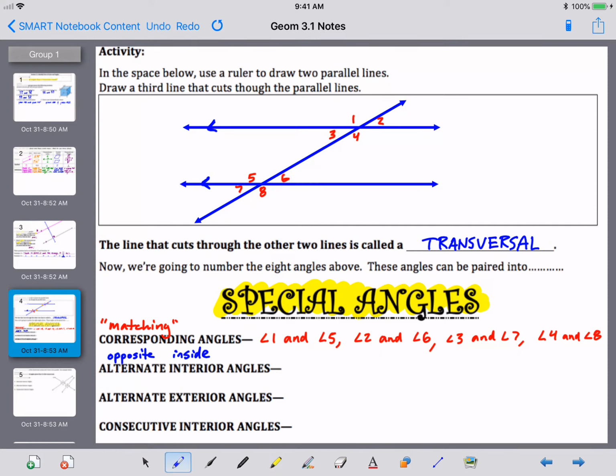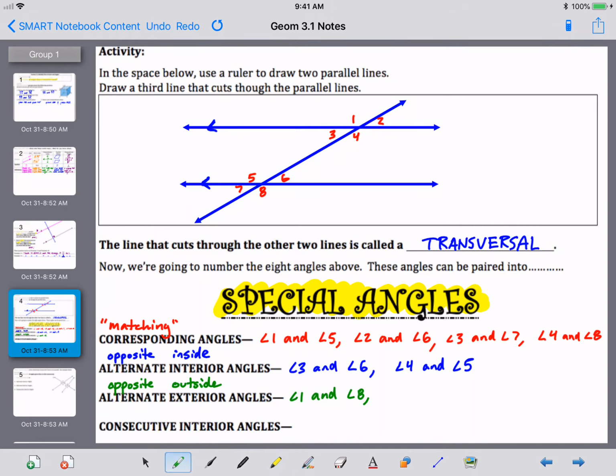Okay, alternate exterior would be opposite outside. So alternate just means opposite, exterior means outside. And those would be, if we look at angle 1 is on the top, it is opposite and outside in relation to angle 8. So angle 1 and angle 8. The other outside angle would be angle 2, and that is opposite angle 7. Okay, so angle 2 and angle 7.